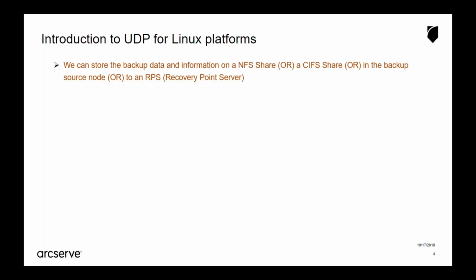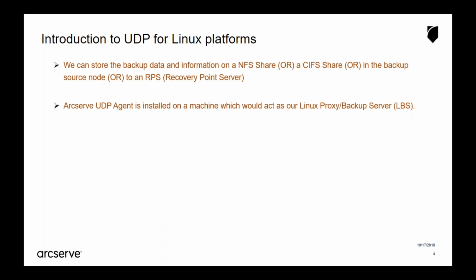So where do we store the backup destination? We have three options. We could use an NFS share or a CIFS share, or we could use the Arcserve RPS, which is the recovery point server, the Arcserve UDP RPS server.